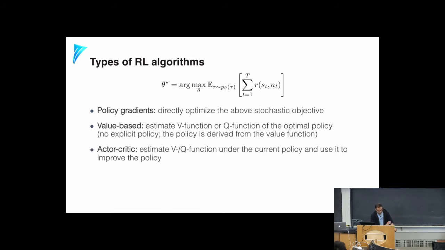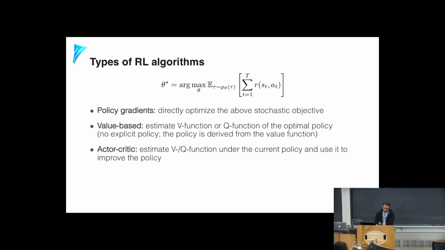There are also so-called actor-critic methods that combine, in a sense, value function estimation and policy optimization. The idea is that you start with some policy and try to optimize it, but you concurrently estimate the value functions and use them to improve the policy.